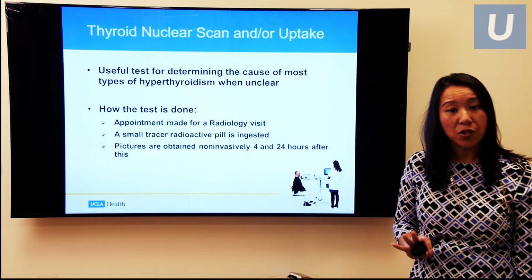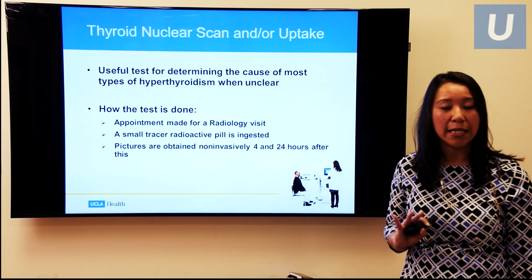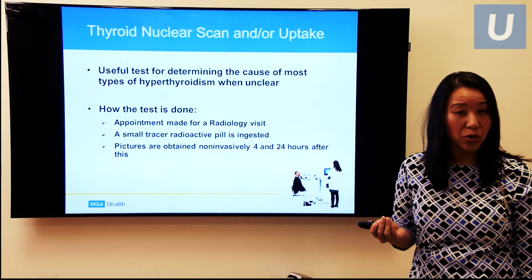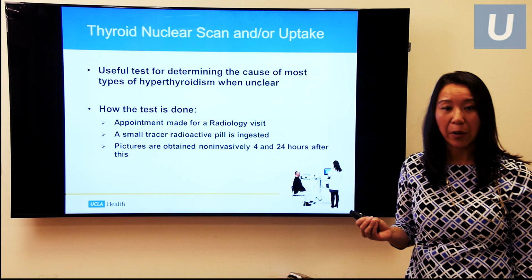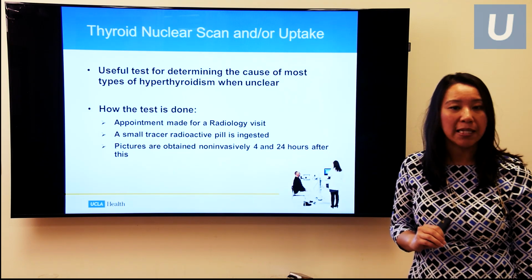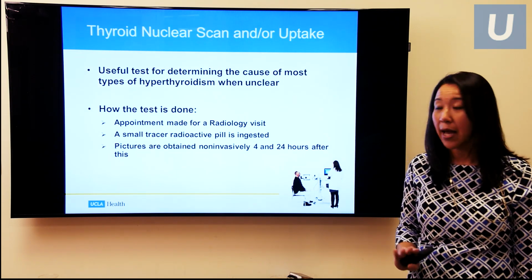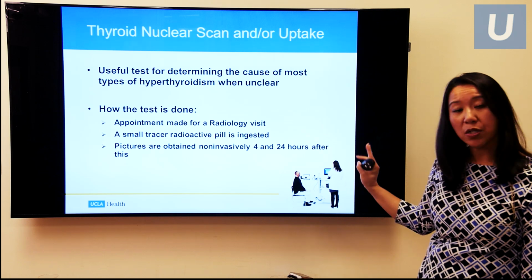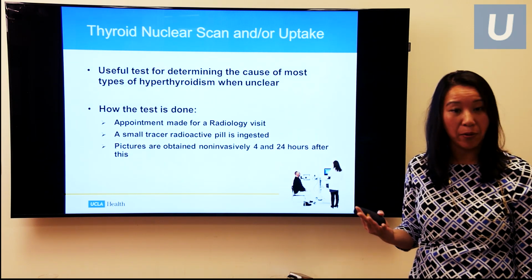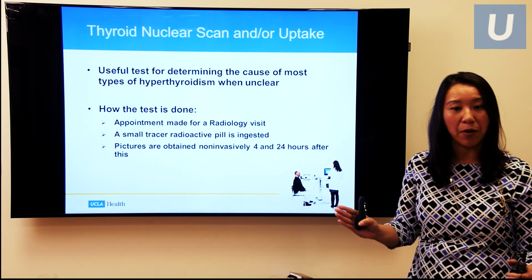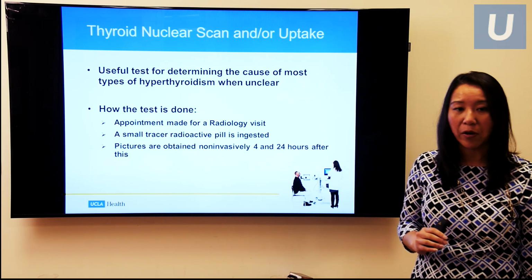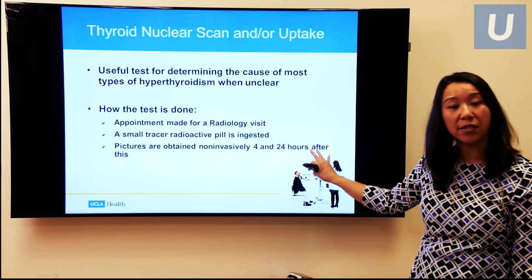If that's not able to, with a combination of blood testing, arrive at a diagnosis of why you have hyperthyroidism, we might consider and recommend something called a nuclear scan and uptake. It's pretty useful for figuring out why you have hyperthyroidism because it's able to narrow down a lot of different causes very, very quickly. However, it's a different test.